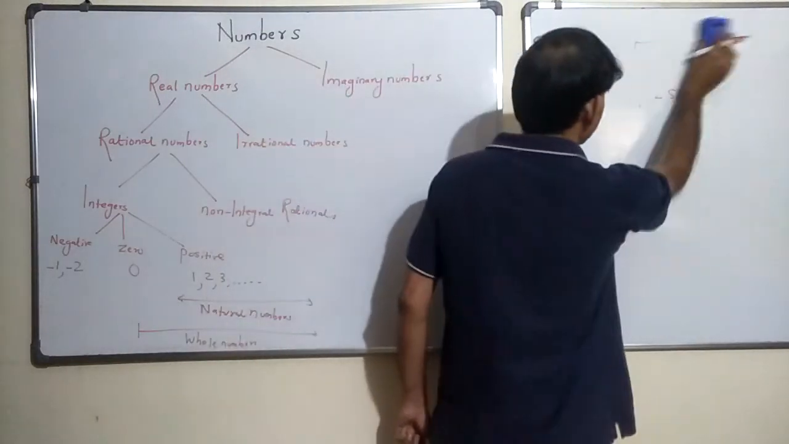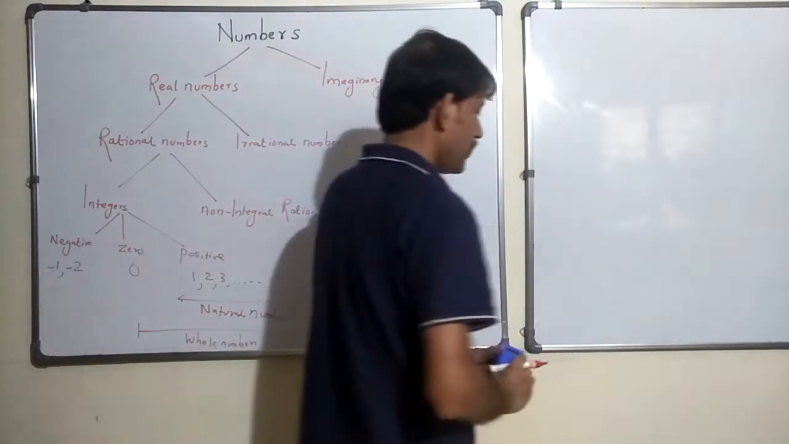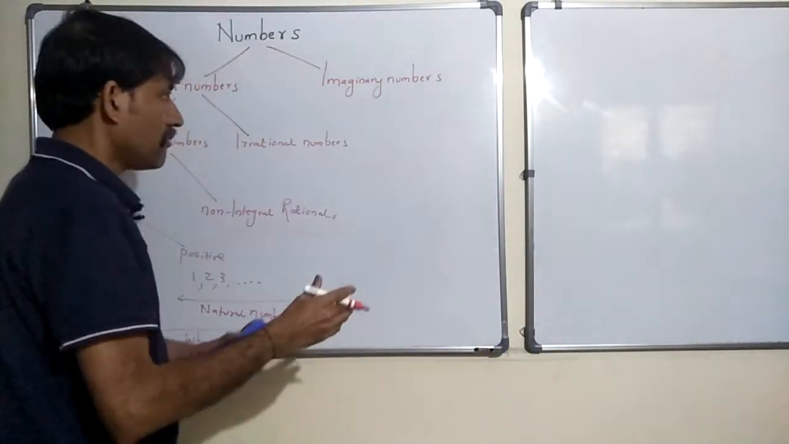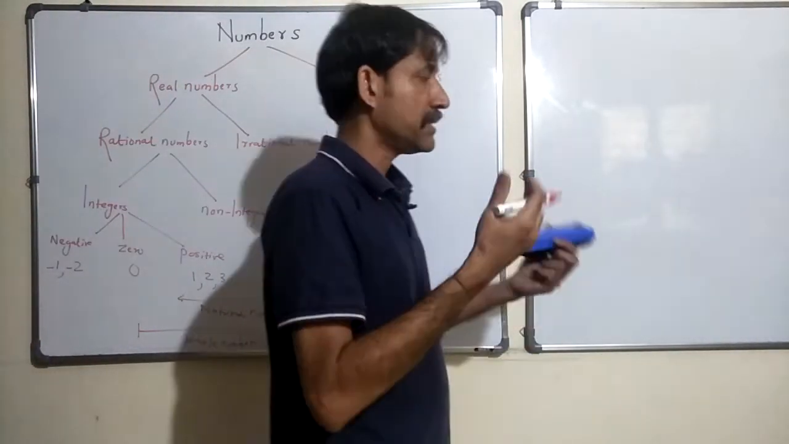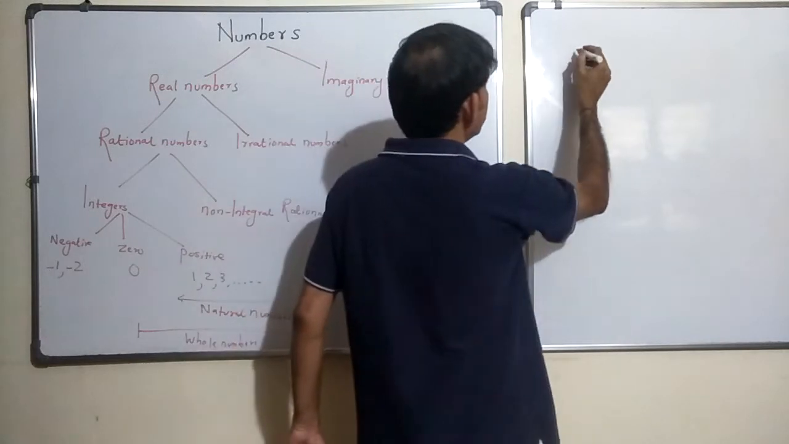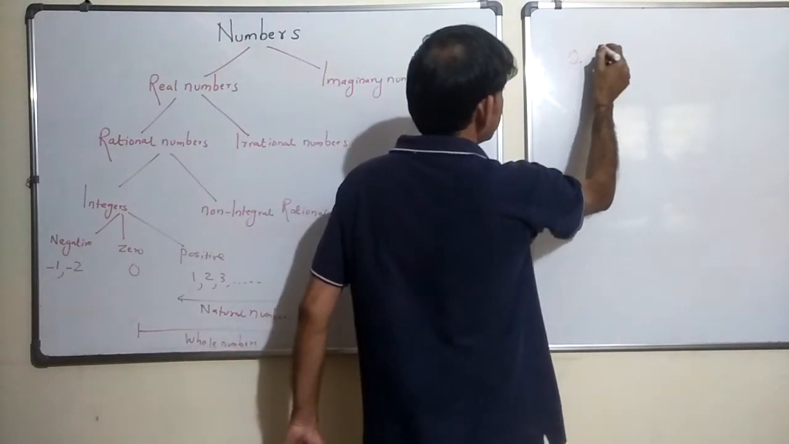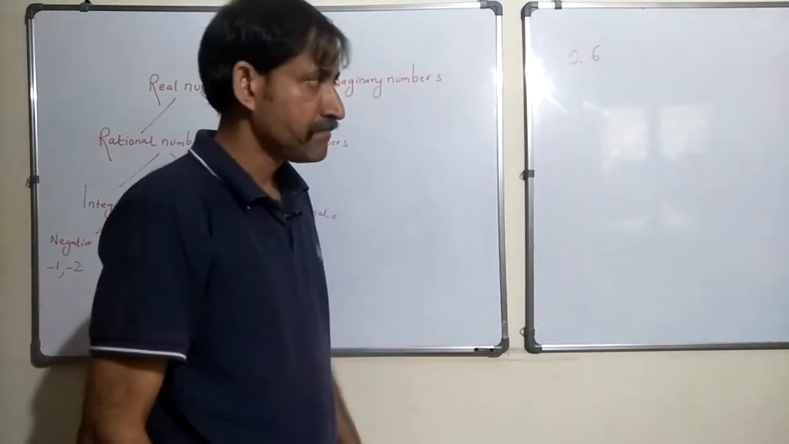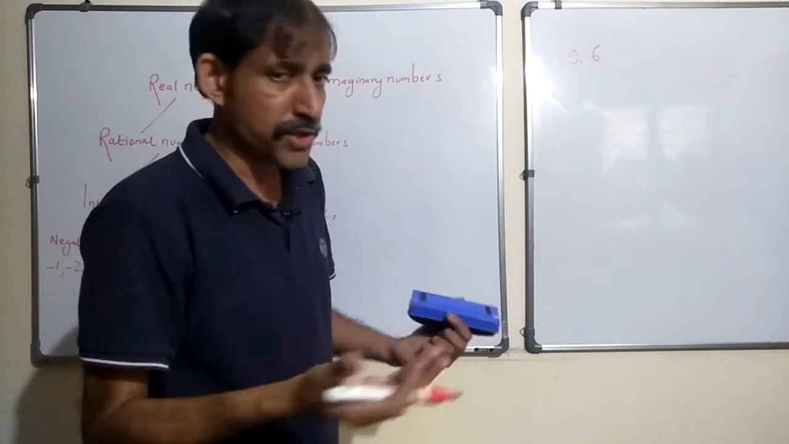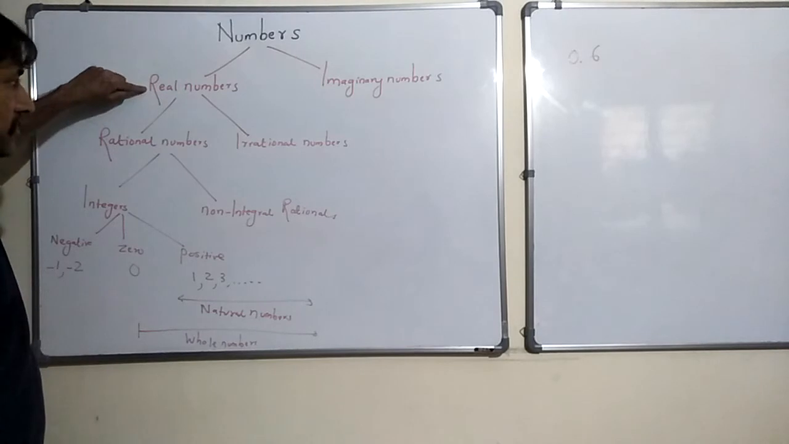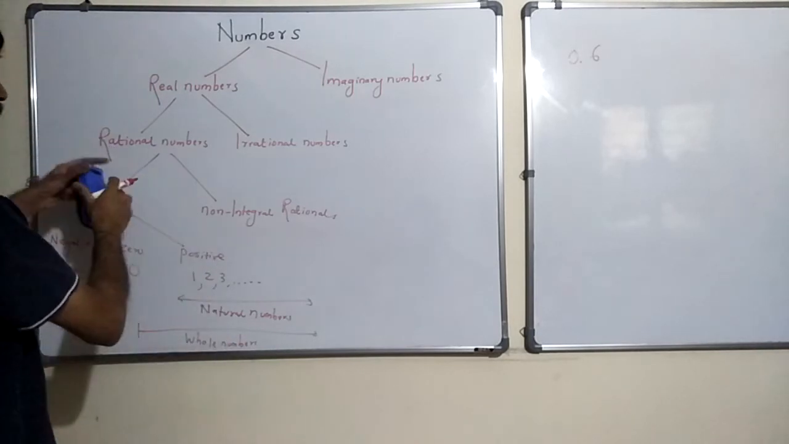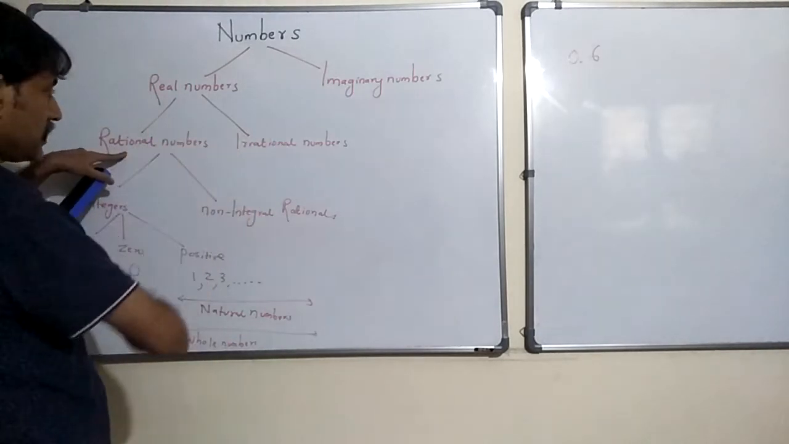All right. So let's take a few examples on whether a particular number is a natural number or an integer, or whether it is a rational number, and so on and so forth, right? So if I say 0.6, is it a natural number? We'll find out. Okay, definitely it is a real number. All right. Now we have to decide whether it is a rational number or an irrational number.